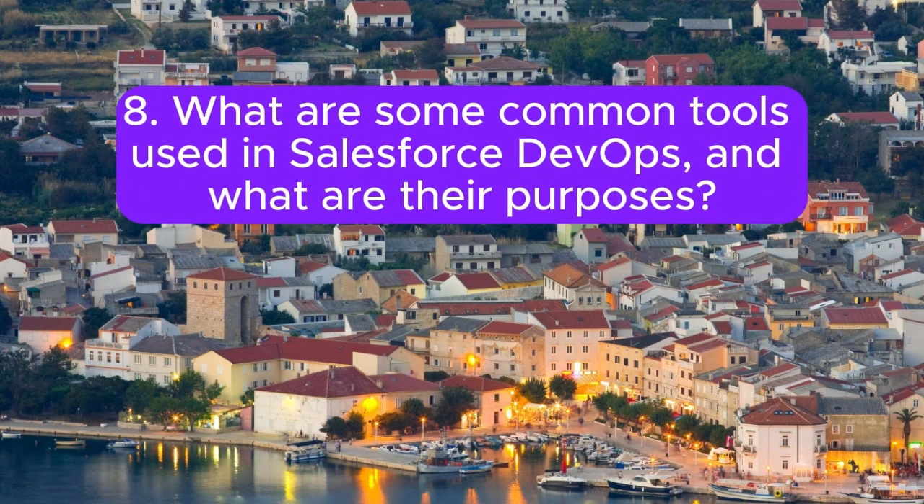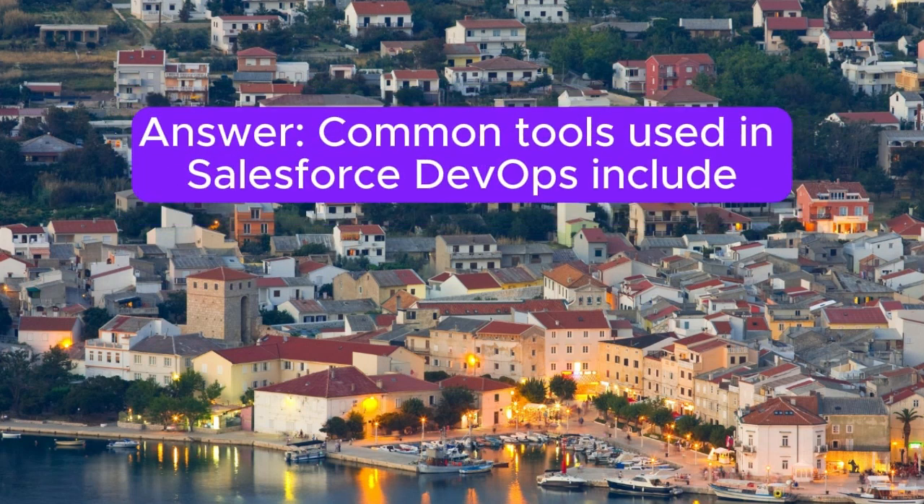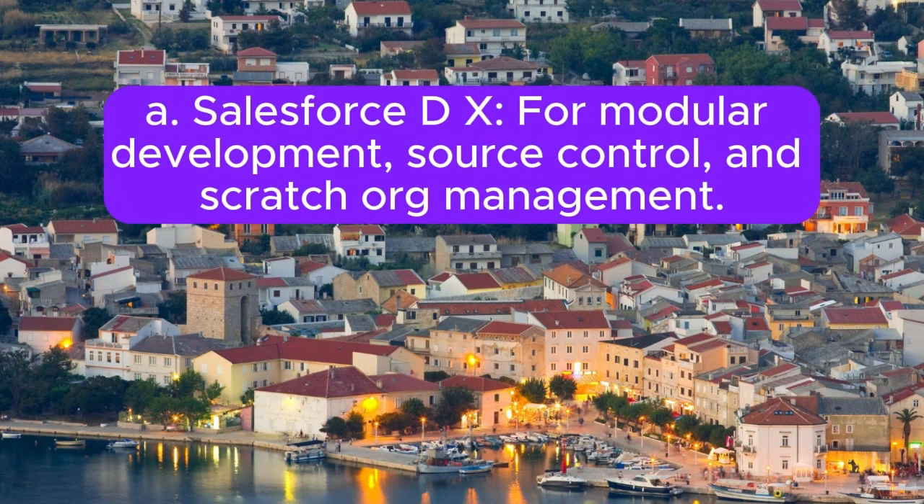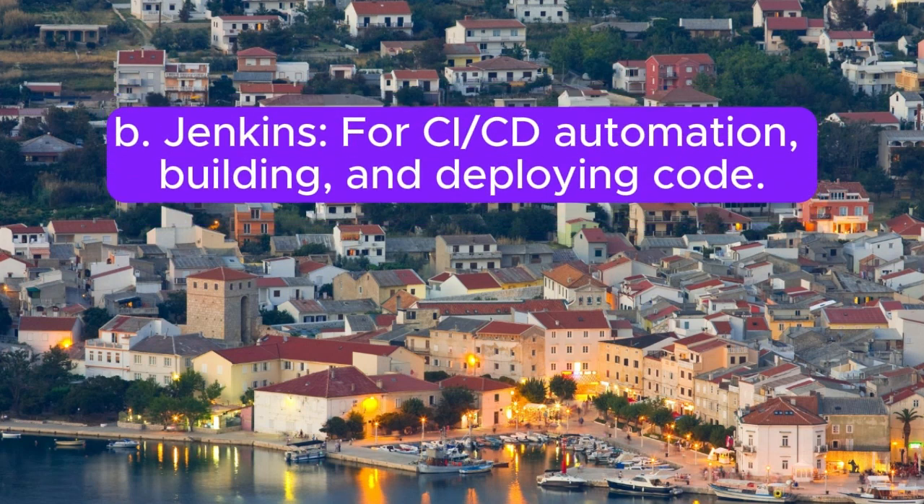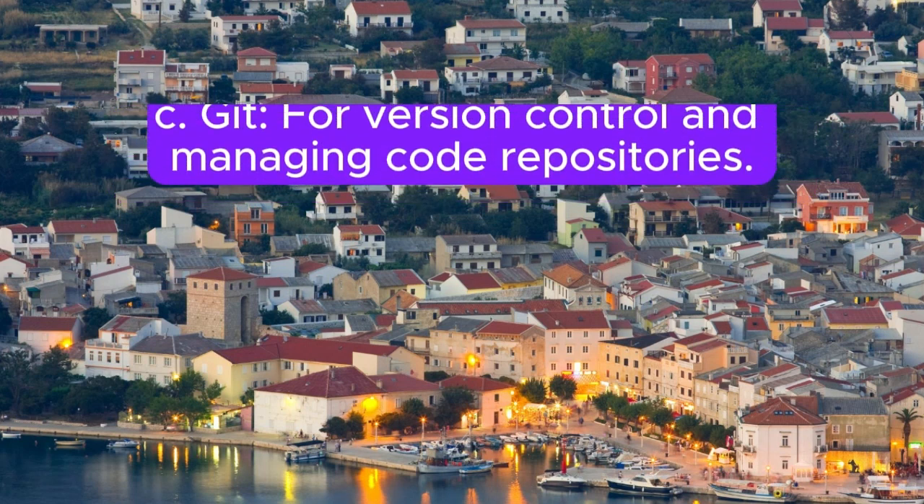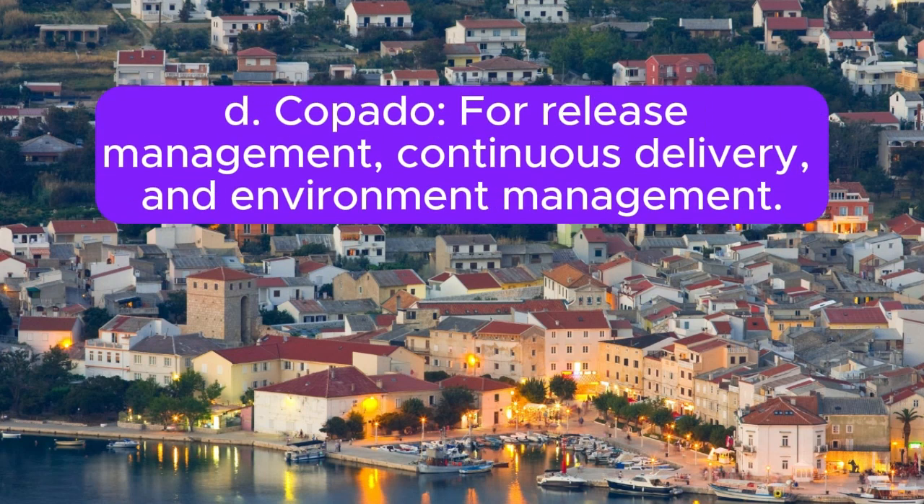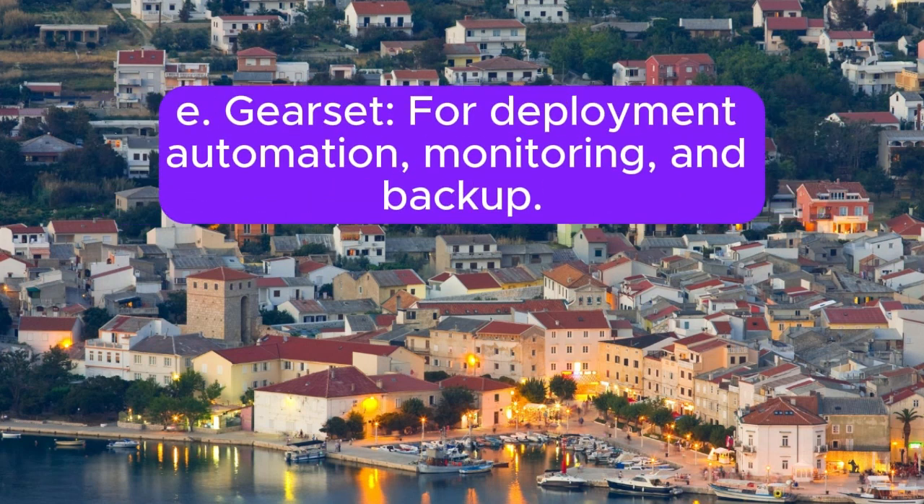8. What are some common tools used in Salesforce DevOps, and what are their purposes? Answer: common tools used in Salesforce DevOps include A. Salesforce DX for modular development, source control, and Scratch org management. B. Jenkins for CI or CD automation, building, and deploying code. C. Git for version control and managing code repositories. D. Copado for release management, continuous delivery, and environment management. E. Gearset for deployment, automation, monitoring, and backup.